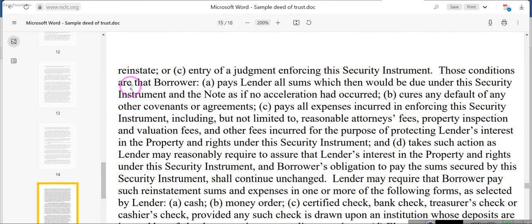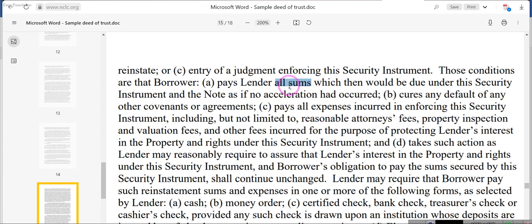Those conditions are that the borrowers pay the lenders all sums which would then be due under this security agreement, which is the reason why you have a right to demand, as in the QWR equitable document that we have on our site. It demands for them to give you a full, comprehensive accounting. You have that right. Look in your security agreement.